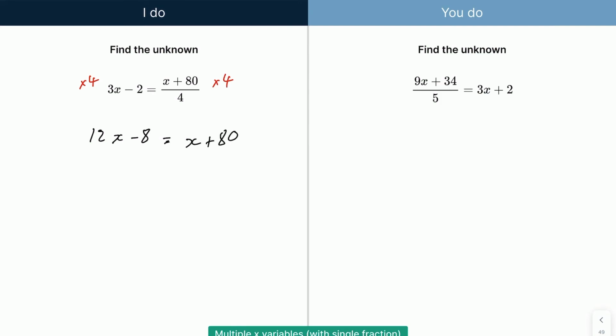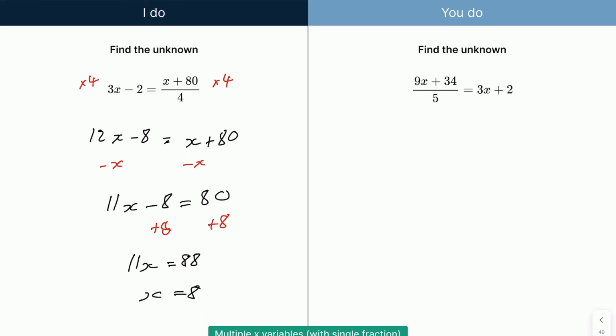And now, again, it's the exact same. It's very similar to the last question we just did, in fact. So we can just get rid of x on this side, x on this side. That becomes 11x minus 8 is equal to 80. Now, if I add 8 to each side, that becomes 11x is equal to 88, which means x is equal to 8 when you divide them two together.